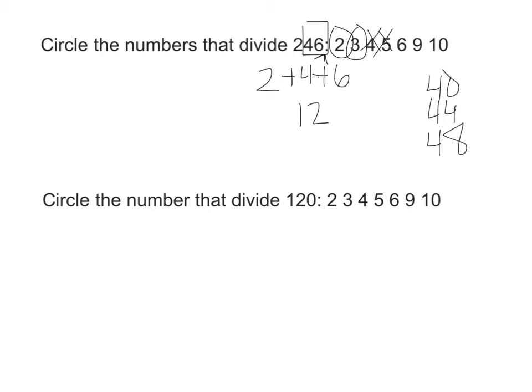6 does work because it worked for both 2 and 3. That's the rule for 6. Does it work for 2 and 3? If it works for both, then it will work for 6.